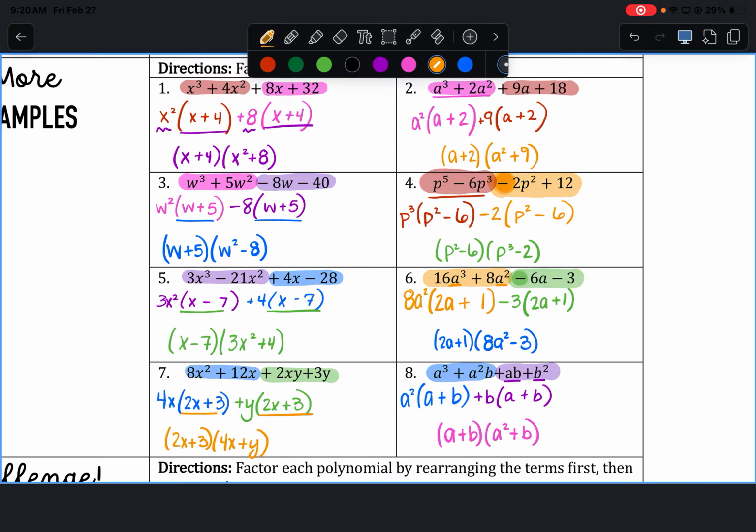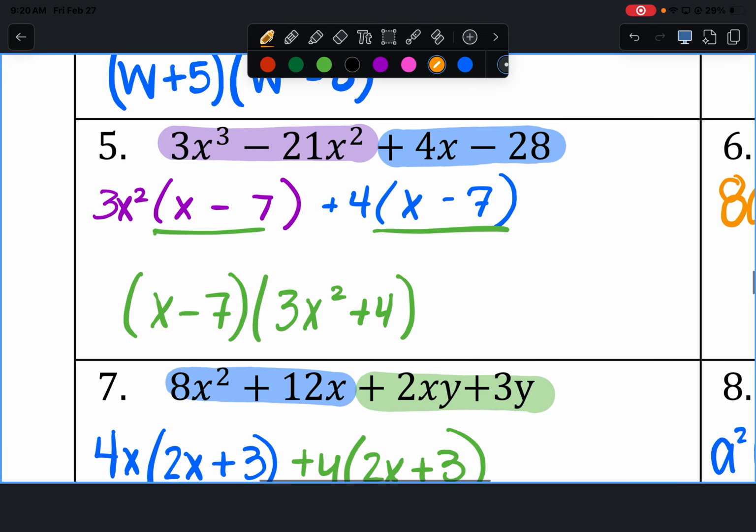Does anybody need help on question 1? What about question 3? Question 5? Why don't you just say it was only x squared for question 5? Because the biggest number that can go into 3 and 21 is what? 3. Whenever we're taking out the GCF, we have to do the biggest. Otherwise we'll leave it in there and we'll have to factor it again, because our goal is to get it written in the simplest possible factors.